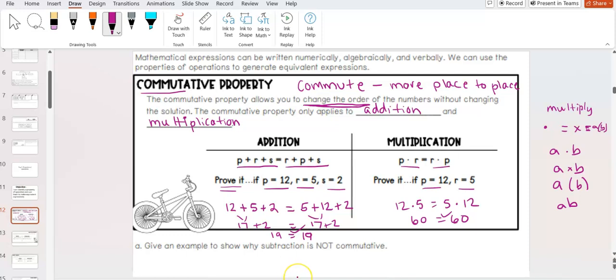Well, let's just use some of my same numbers here. 12 minus 5 minus 2 is not the same as 5 minus 12 minus 2. Okay, whoops. And we know that those are not the same because 12 take away 5 is going to give me 7, and 7 take away 2 is not the same as 5 take away 12, which is negative 7 take away 2. Now we're in the negatives, and you're going to end up getting 5 and negative 9. And those two things are not the same.